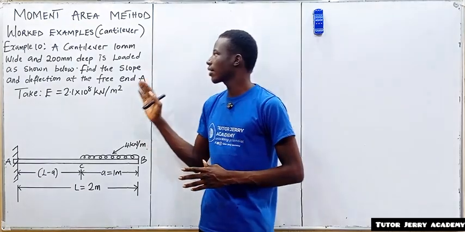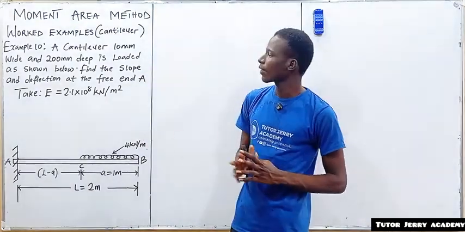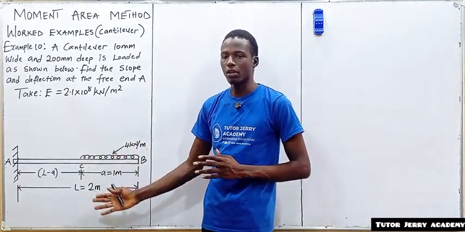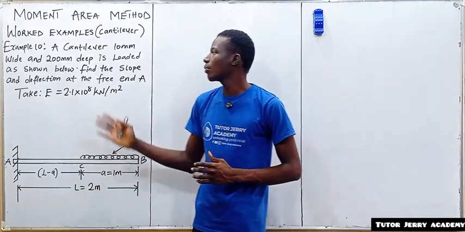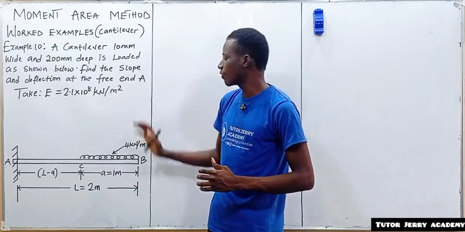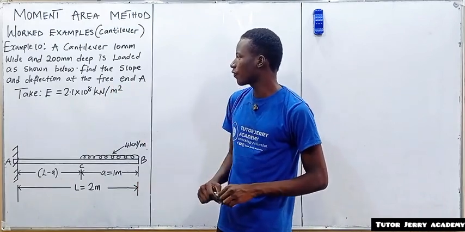The example says a cantilever 100 mm wide and 200 mm deep is loaded as shown below. This is the cantilever. We are asked to find the slope and deflection at the free end A.